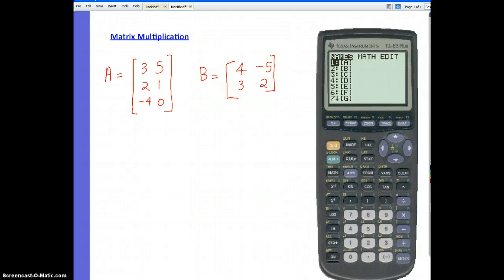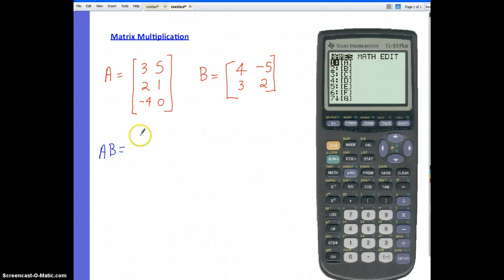Hey guys, I'm just going to show you a little alternative way of setting up a matrix multiplication. If you're more of a visual learner like me, this may help you keep things organized. Let's go back to the first video. Let's say we wanted to do the multiplication of AB.